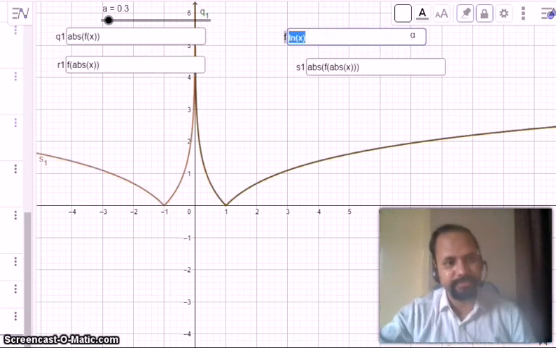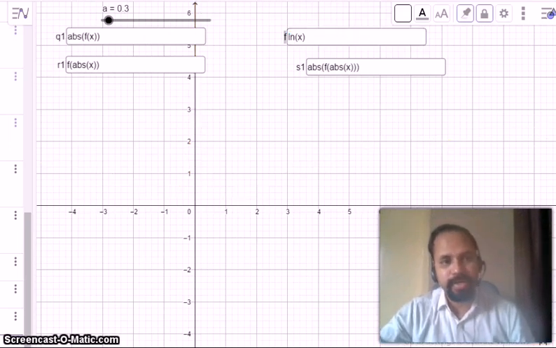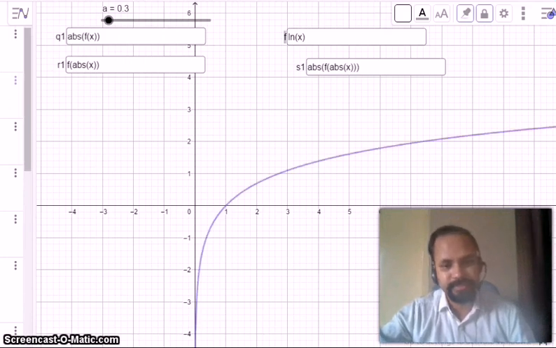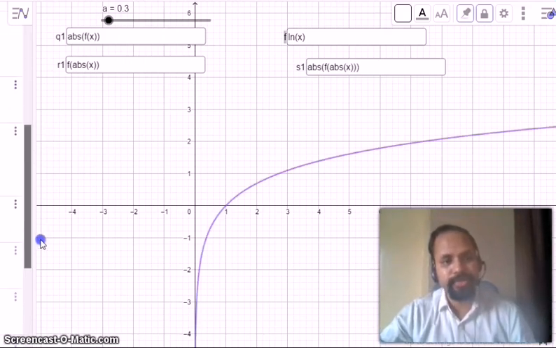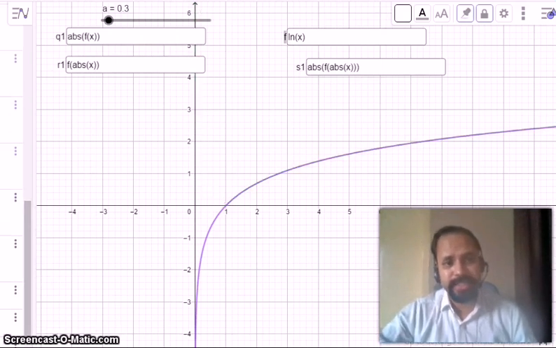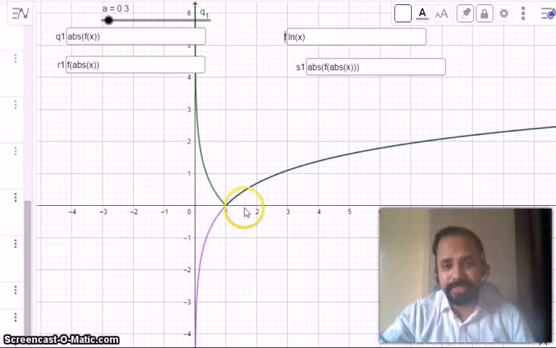Okay, please see. First we have the graph of y equals log x. Then, first draw the graph of mod of log x. If you draw the mod of log x, it will be like this one. That means we omit the graph that is below the x-axis, consider the x-axis as a plane mirror, and draw the graph.